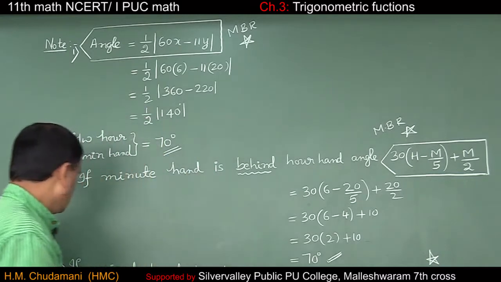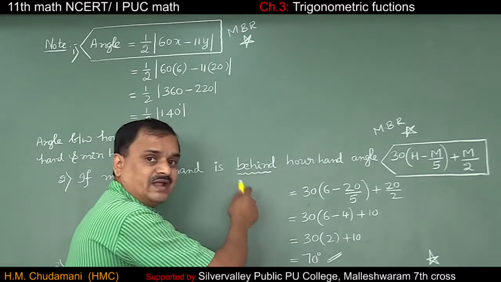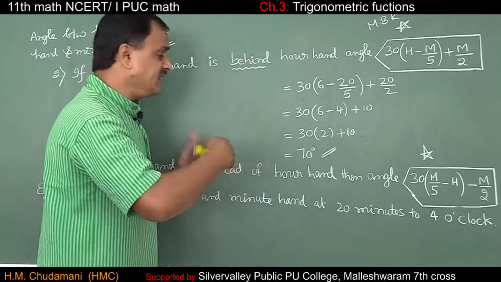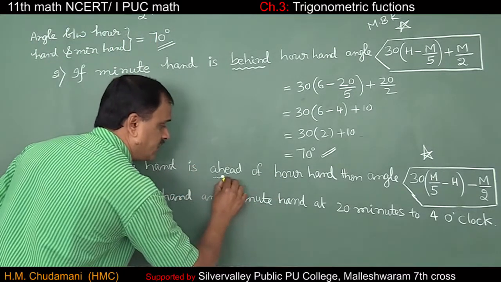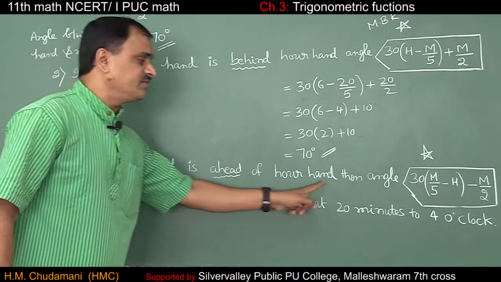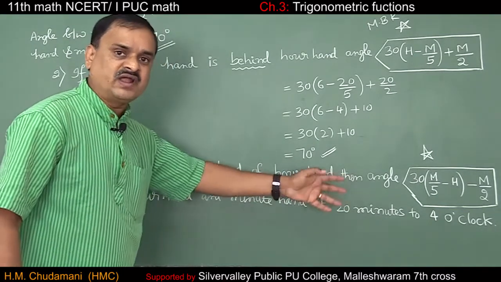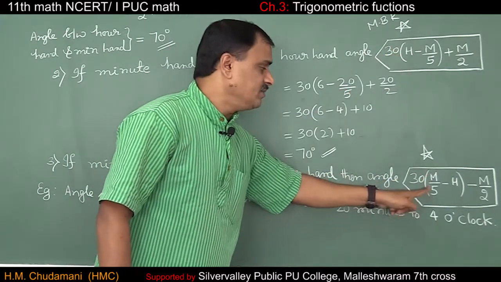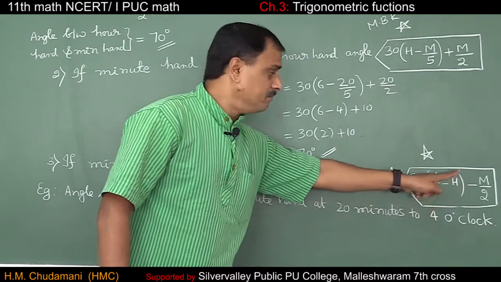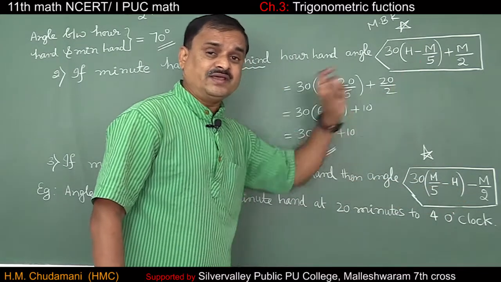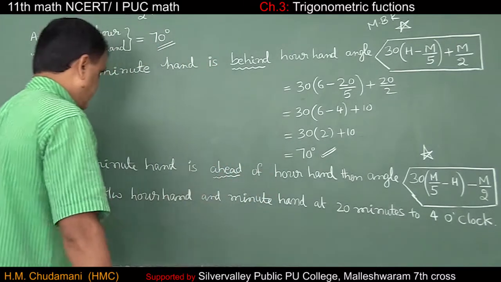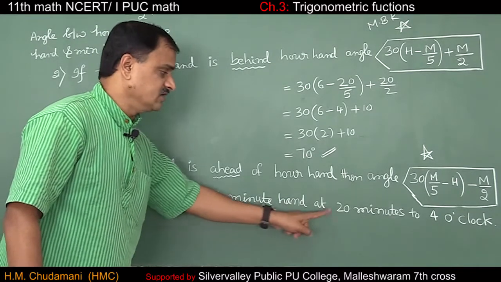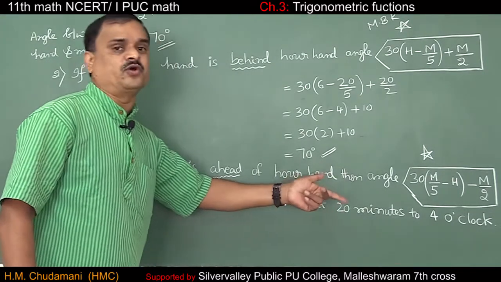Okay, one more note. Here the minute hand is behind the hour hand. Suppose the minute hand is ahead of the hour hand, then the angle between the hour hand and the minute hand is given by 30 into m by 5 minus h, you just interchange, minus m by 2, whereas there it was plus m by 2. Let me take an example. The angle between the hour hand and the minute hand at 20 minutes to 4 o'clock.